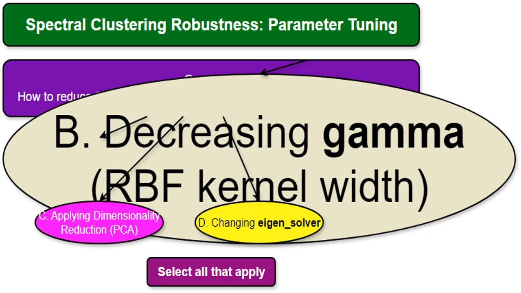The parameter gamma controls the width of the radial basis function, RBF, kernel. A smaller gamma means a wider kernel, making data points seem more similar. This blurring effect helps make the cluster boundaries less sharp, making the results less dependent on the exact number of clusters I pick. Think of it like softening the edges of your clusters. Less precise boundaries mean less sensitivity to the total number of clusters.